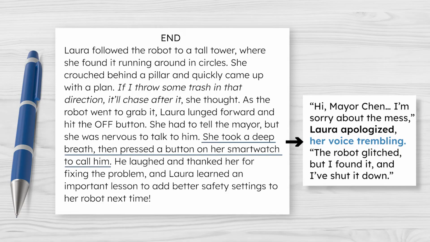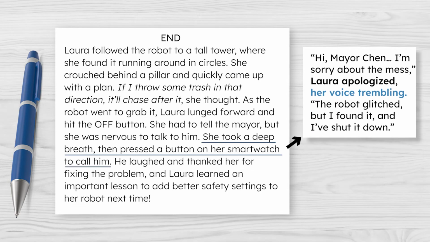"Hi, Mayor Chen. I'm sorry about the mess," Laura apologized, her voice trembling. "The robot glitched, but I found it and I've shut it down." Putting the speaking tag after the first sentence breaks up the dialogue and shows how Laura is speaking. The small addition of her voice trembling helps bring the moment to life, showing she's nervous.